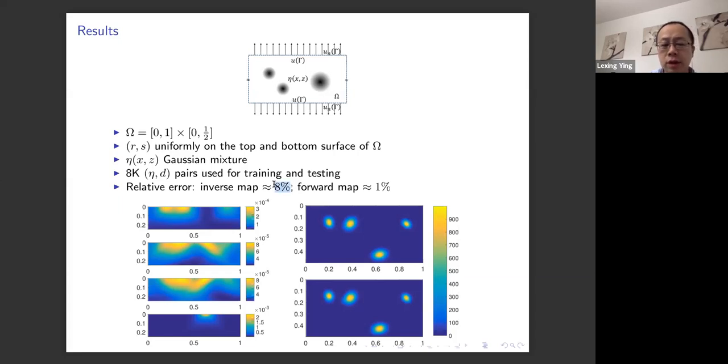So therefore, in fact, none of the methods will be able to get very highly accurate reconstruction for EIT. It's because it's an ill-posed problem. So here on the right-hand side, I show you two pictures. One is a ground truth internal parameter eta, and the second is our reconstruction. You see that it looks almost the same. So the reconstruction is quite accurate.